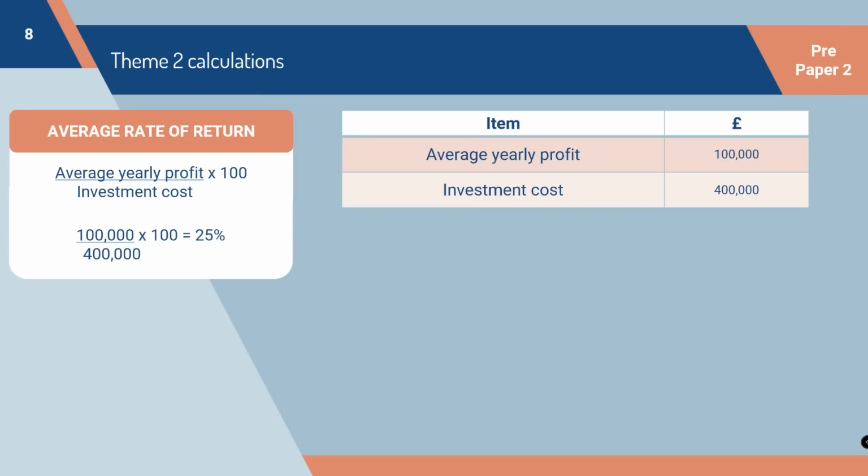So average yearly profit divided by investment cost times by 100 means that you've got a percentage. So in this case, if the investment cost £400,000 and the average yearly profit was £100,000, then that would be 25%. What this basically means is, for the project that costs £400,000, every year they get 25% of that initial cost as profit. So £100,000 is profit each year. That's worth 25% of the initial investment cost. So the higher this is, the better. The higher this is, the more profitable the project is.